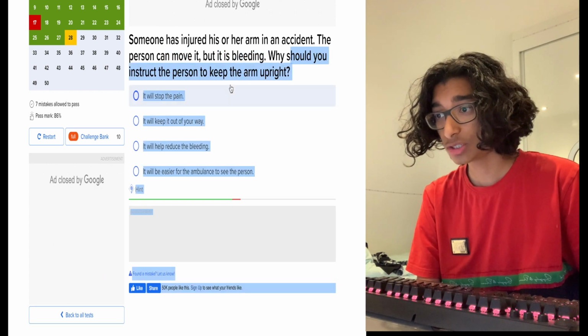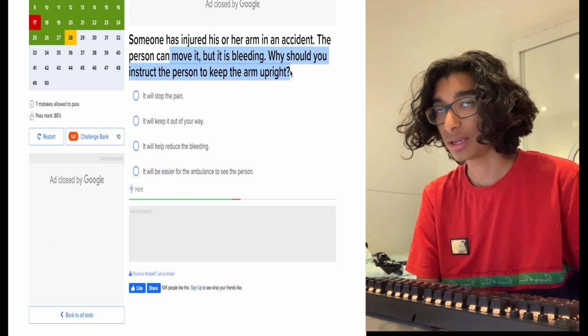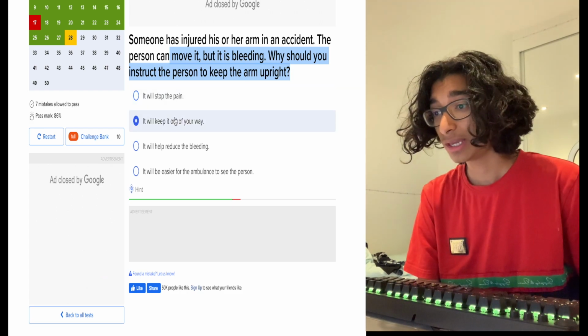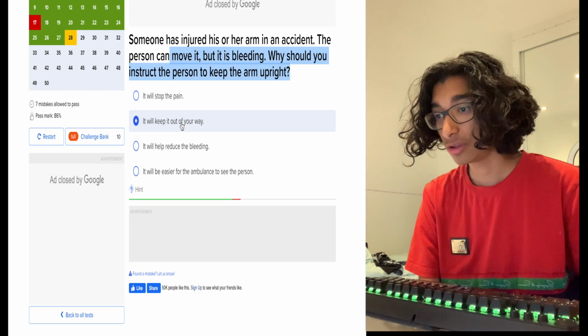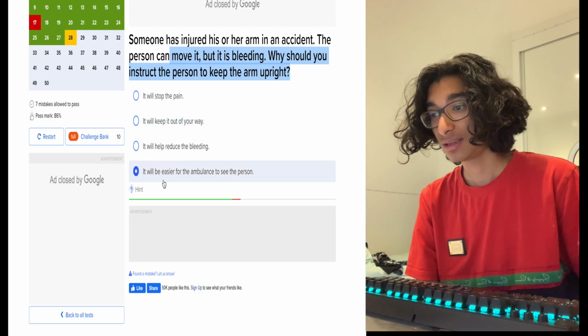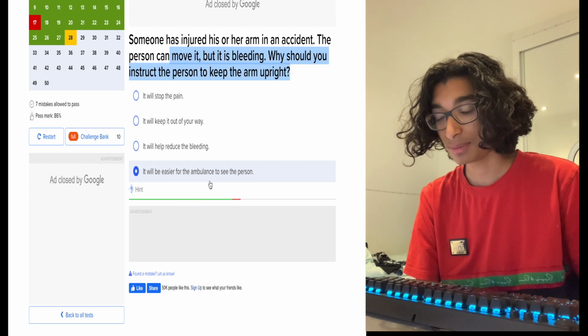Why should you instruct the person to keep the arm upright? Well, this is from my biology. It will stop the pain. No, it won't stop the pain. It will keep it out of your way. No, it won't keep it out of your way. It will reduce the bleeding. Yes, it will reduce the bleeding. It will be easier for an ambulance to see the person.